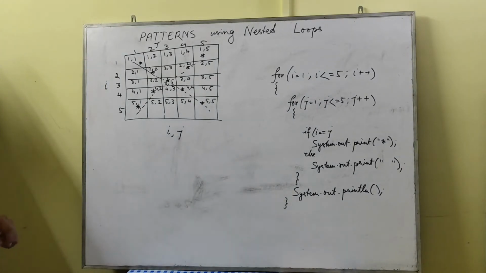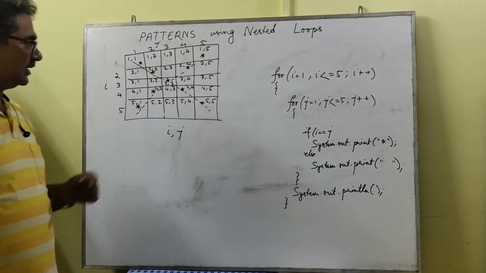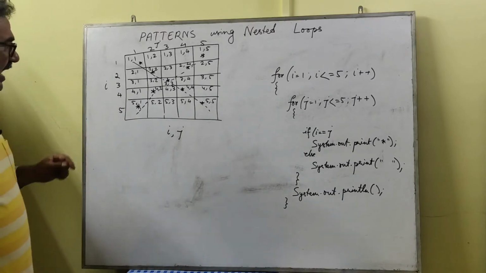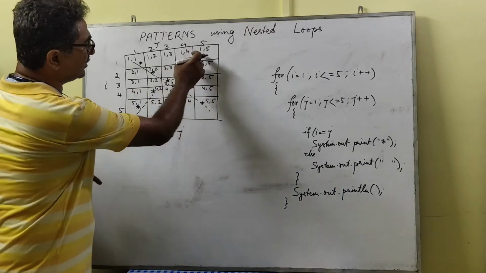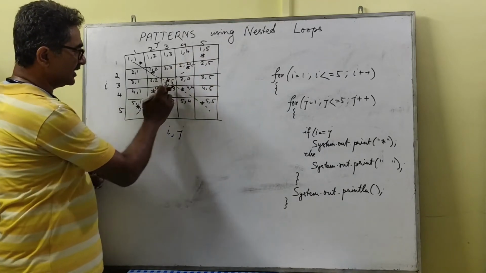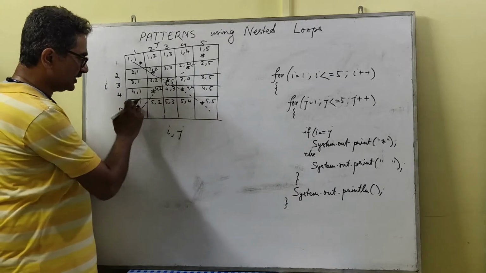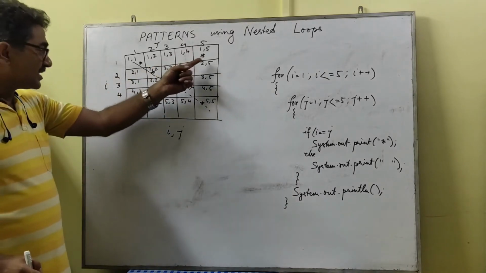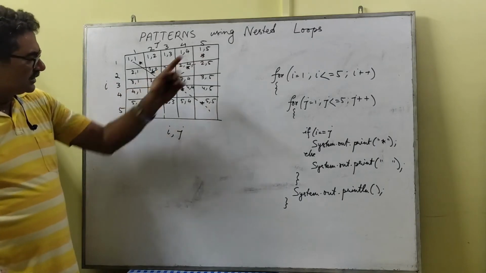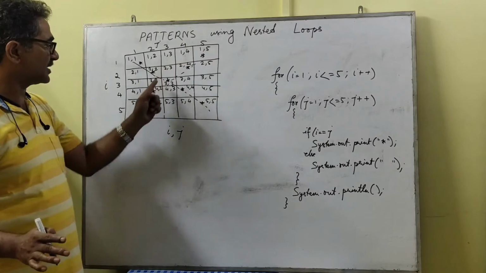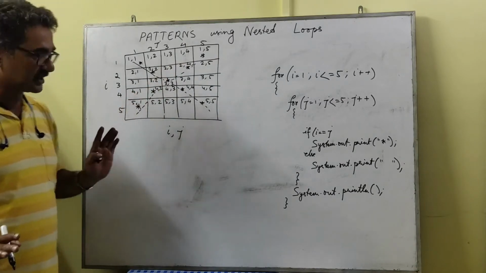Now notice carefully the right diagonal. In the right diagonal, what do you find? Look at the first cell out here, 1, 5. This is 2, 4. This is 3, 3. This is 4, 2. This is 5, 1. If you notice carefully, the sum of all these coordinates happens to be 6. See, 1 plus 5 is 6, 2 plus 4 is 6, 3 plus 3 is 6, 4 plus 2 is 6, 5 plus 1 is 6.